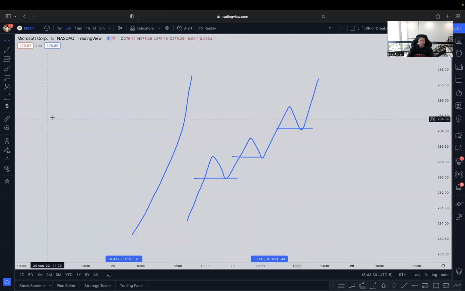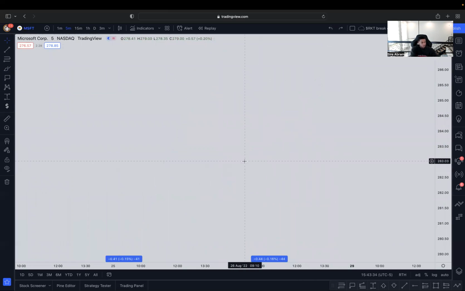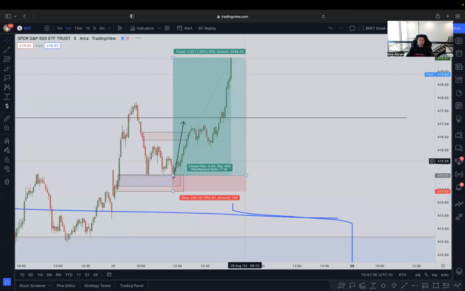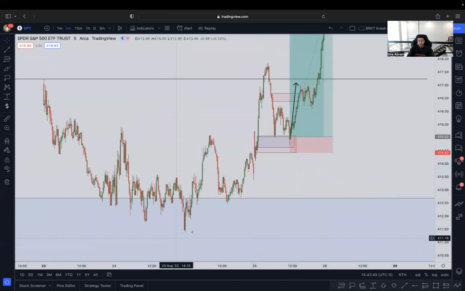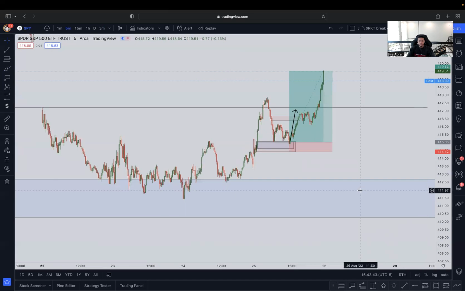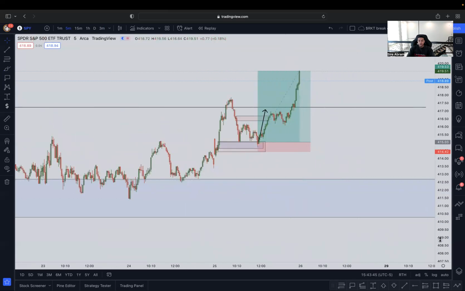All right, so this is stock number 1 that I traded today. Next I will switch back to SPY, because that's the second stock I traded today. All right, let's get rid of this. Okay, so here we go.